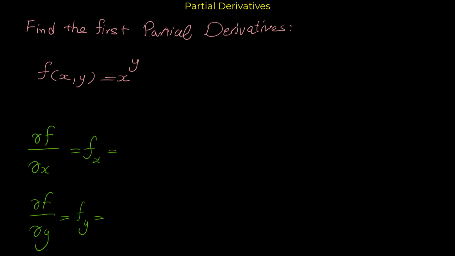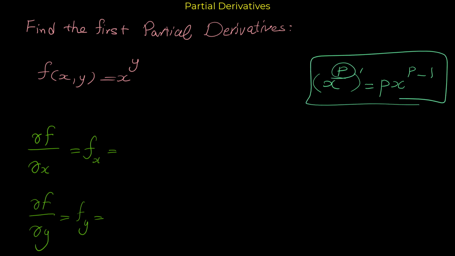Before we start finding the partial derivative of this function with respect to x and then with respect to y, let me remind you some formulas from derivative. If you remember, when we had derivative of x to the p, which p is a number, like x to the 4 or x to the 5, derivative is with the power rule p x to the p minus 1. We use this formula when the power is a number, like x to the 5, x to the 4, x to the 10.